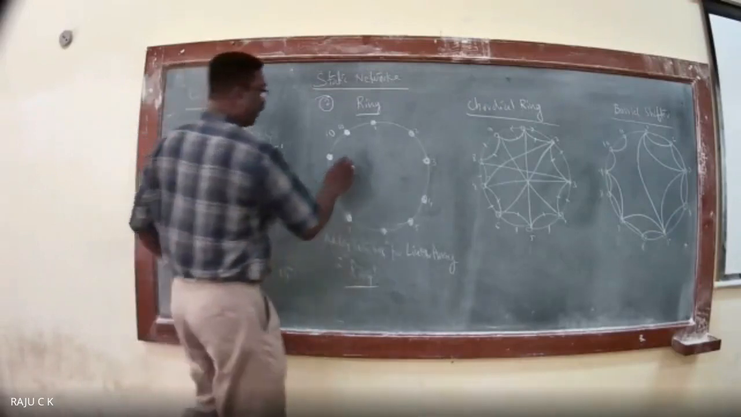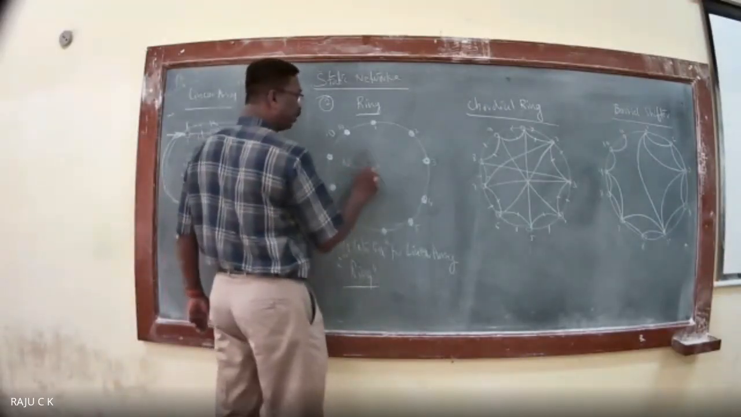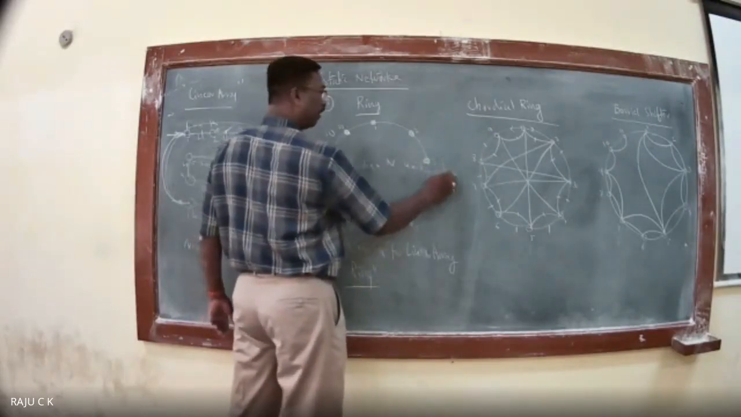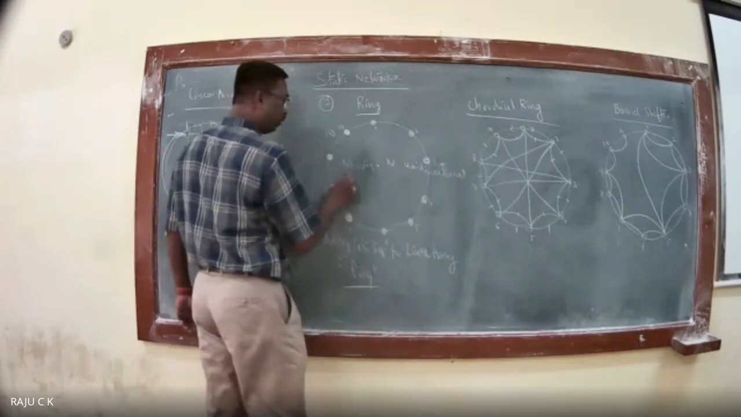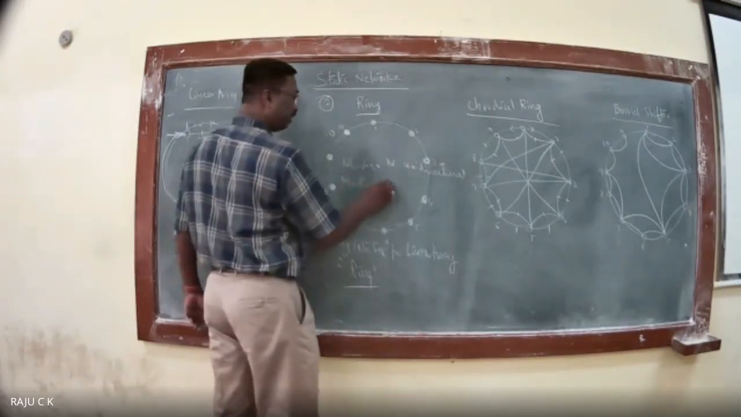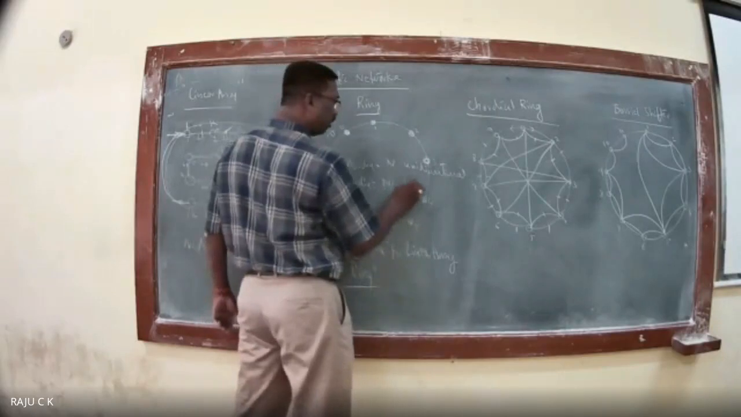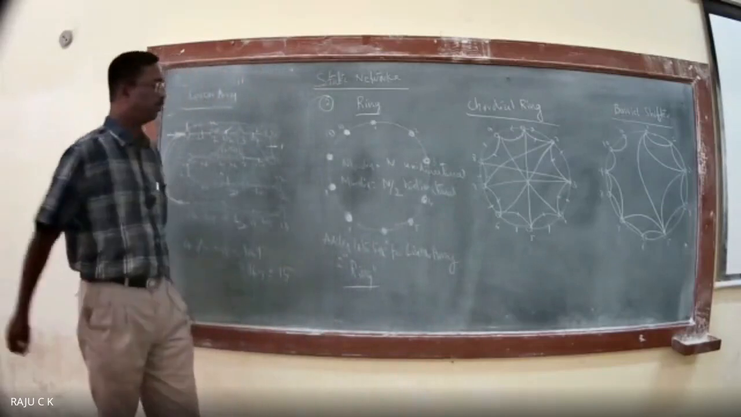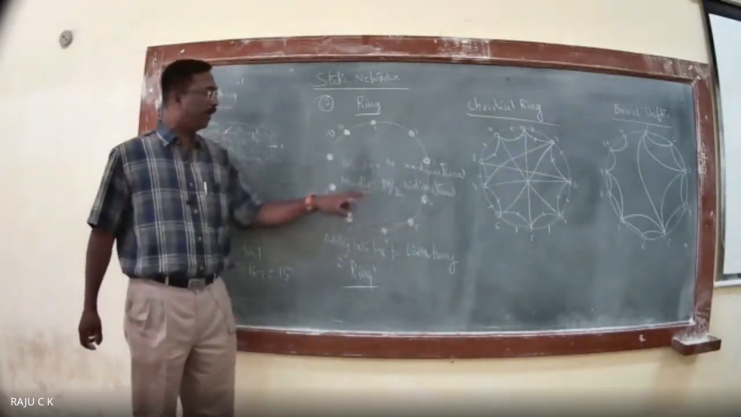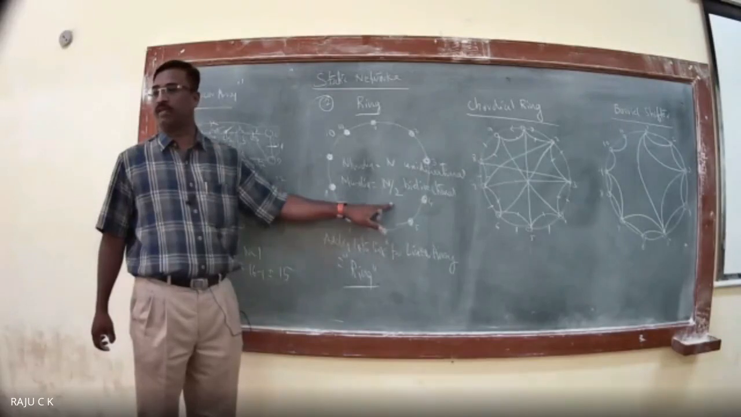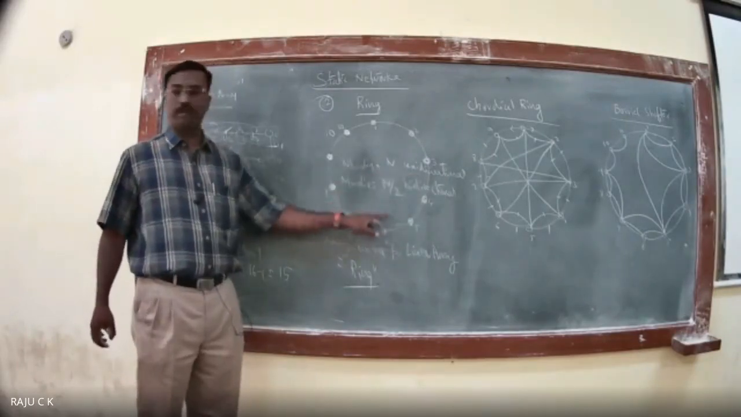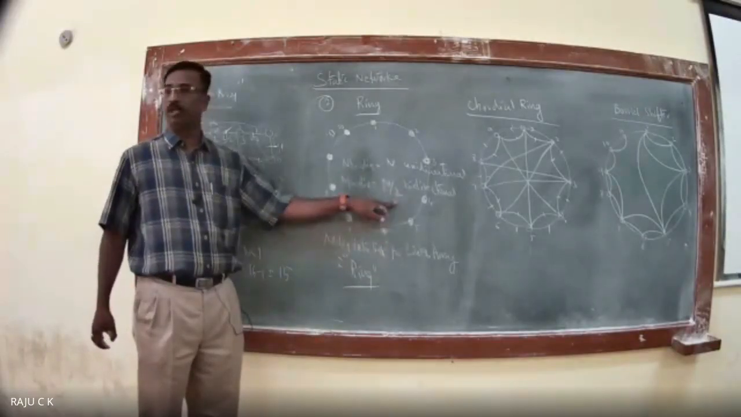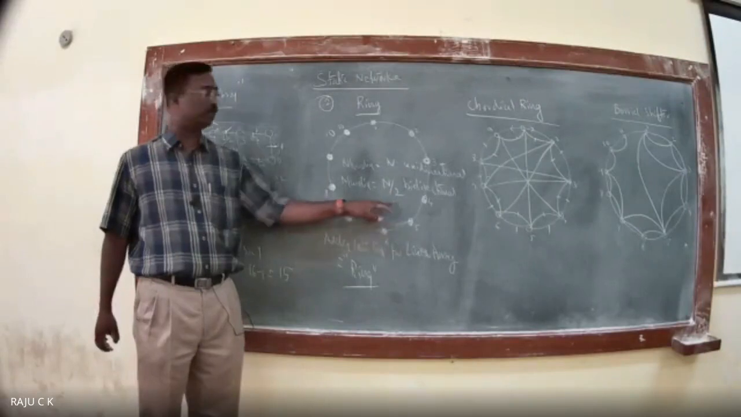The network diameter for this ring is equal to n for a unidirectional system, and the network diameter for the ring is equal to n by 2 for a bidirectional system. So unidirectional means only n, bidirectional means n by 2. That is for the network diameter.